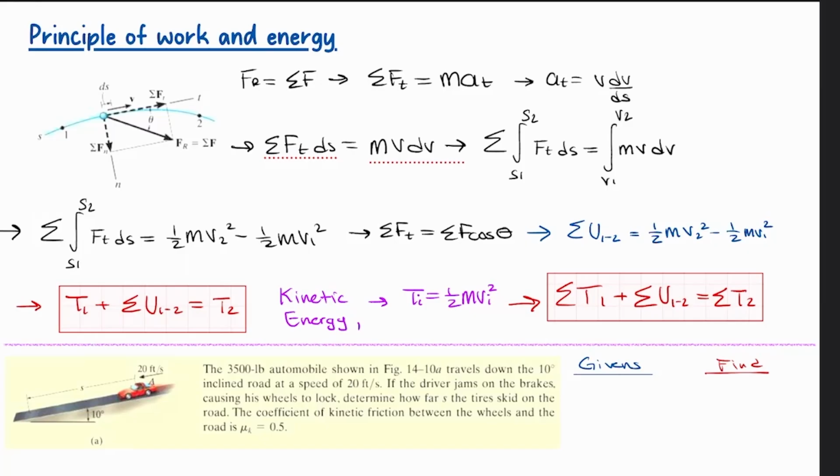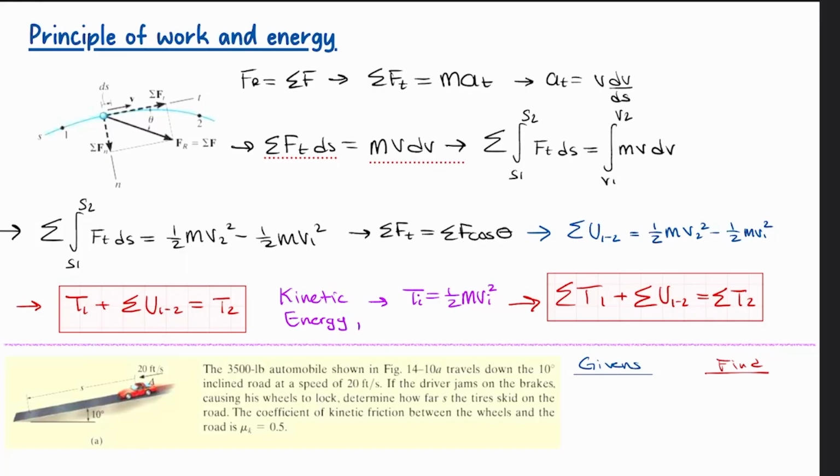So let's do this problem. We have a 3,500 pound automobile shown here in the figure, traveling down the inclined road of 10 degrees at a speed of 20 feet per second. If the driver jams on the brakes, causing his wheels to lock, determine how far the tires skid on the road. The coefficient of kinetic friction between the wheels and the road is mu k equals 0.5. So we have this information.